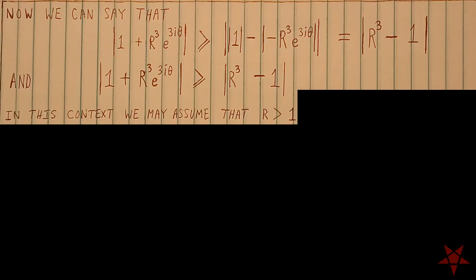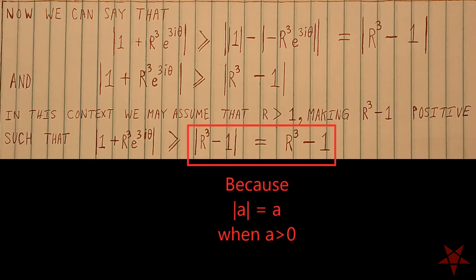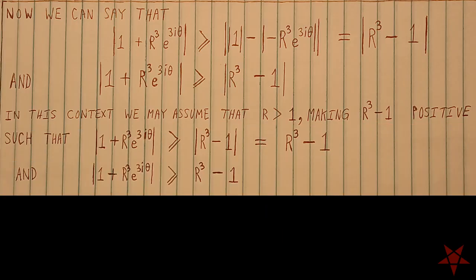In this context, capital R can be taken as both real and greater than 1. This makes the quantity capital R cubed minus 1 positive and allows us to shed those absolute value signs that I know you are getting tired of. I am. Now we can assert that the remaining absolute value on the left is greater than or equal to capital R cubed minus 1.